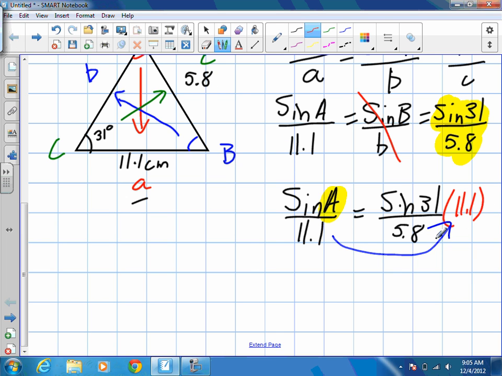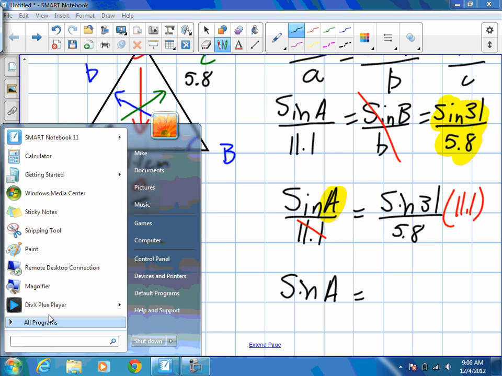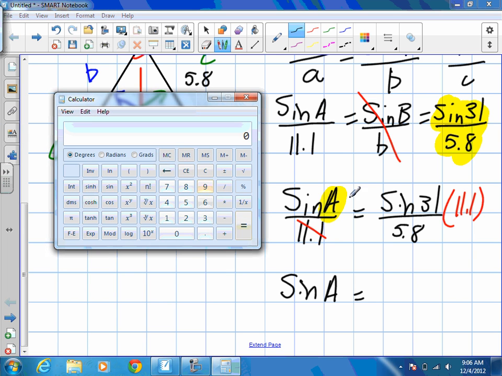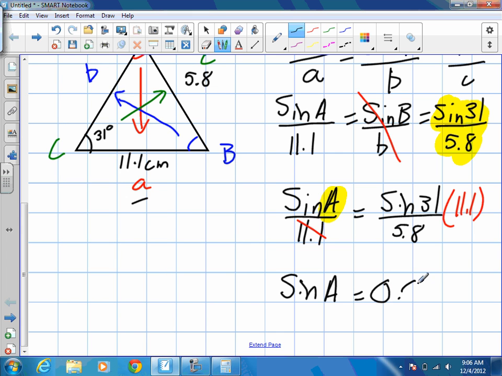So then, we're left with sine A is equal to, we'll put this as a number because I know you guys work best with that. So that's the calculator. There it is. Okay, so sine 31, are we in degrees? Yeah, we are. Sine 31 times 11.1, all of this divided by 5.8, 0.985. Okay. Now the goal here, I hope I typed that in the calculator right. Let's see. 0.985. The goal is to isolate angle A.